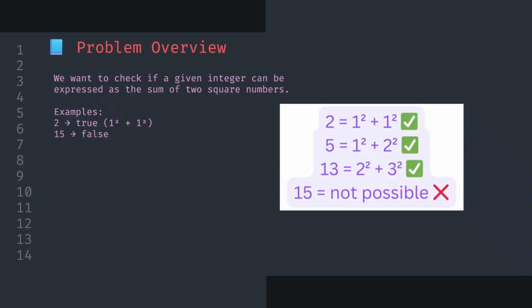We'll iterate through possible square values and see if this sum equals the target number. If we find a combination, the result is true. Otherwise, it is false.